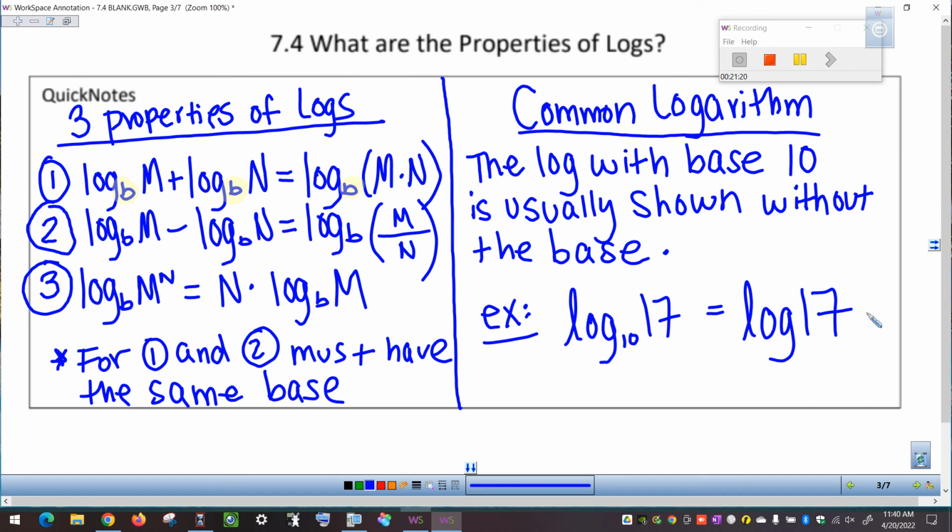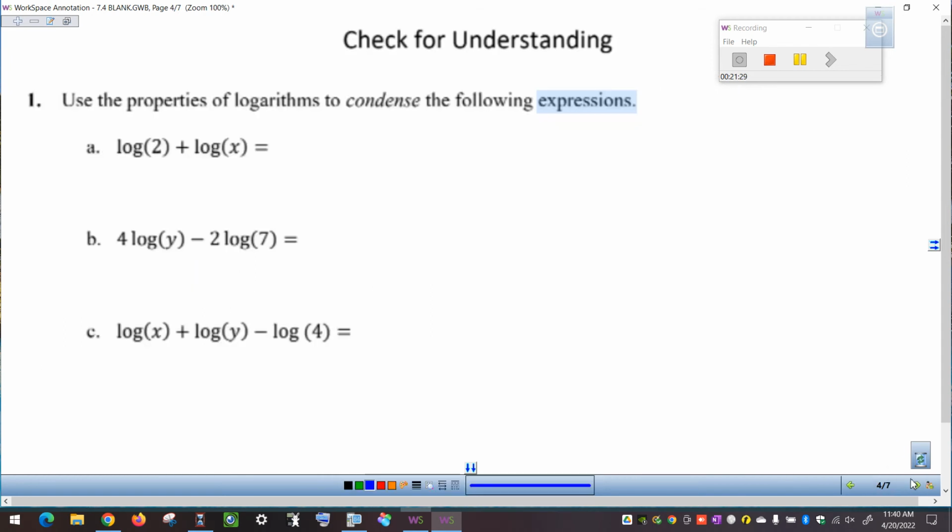So we're going to look at a couple of these problems together, and then I want to give you a chance to try some of these on your own. In the first section, we're going to be using properties of logs to condense these expressions. I want us to take a look together at part B, just because there's a few different things going on here. One thing to notice is that we have a subtraction sign, so that should help us start to think about what property it's going to match with.